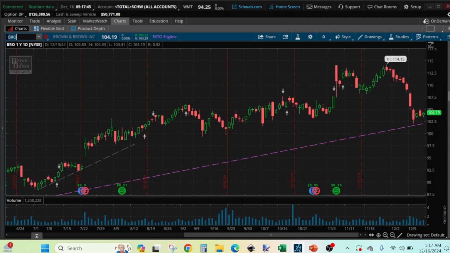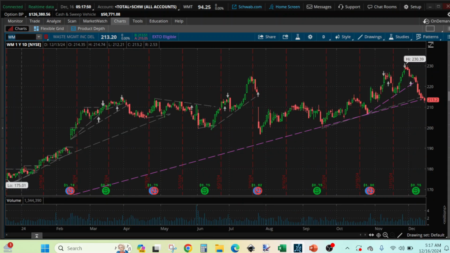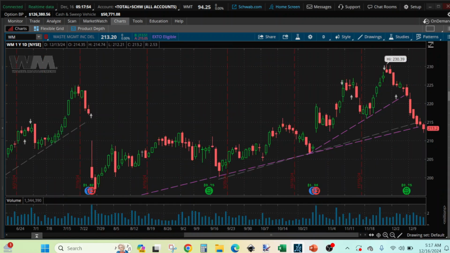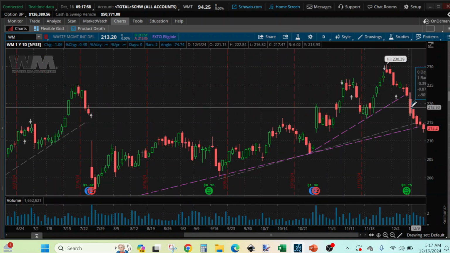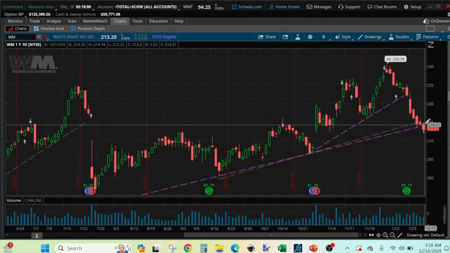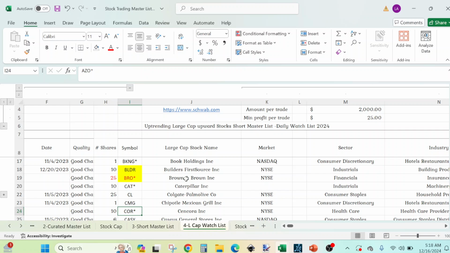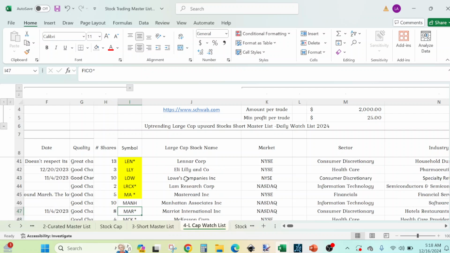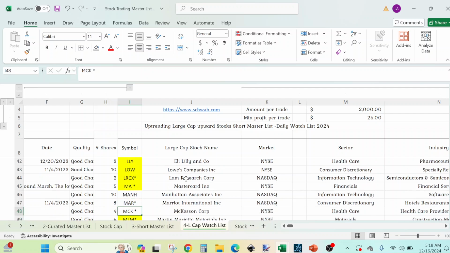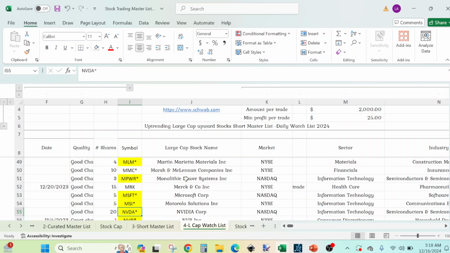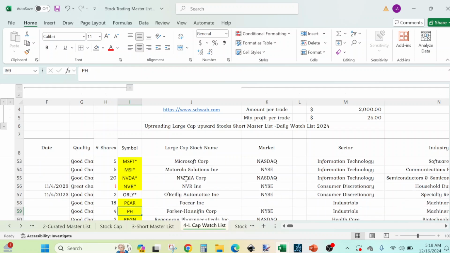The next one, we have WM. It's not the next one, it's the one before the next one. It is at the trend line, and we have a pullback. The last price bar is a pullback. If we see a green bar today, we will buy. URI, I believe URI is the second one. There are three in total that we picked for today.